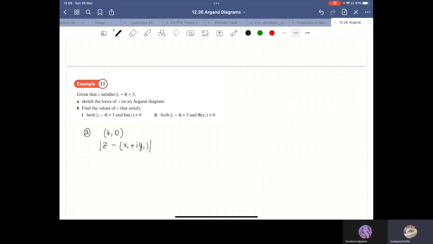But what is the radius? The radius is simply 5 because it's equal to 5. So this is the center, and the radius is 5.